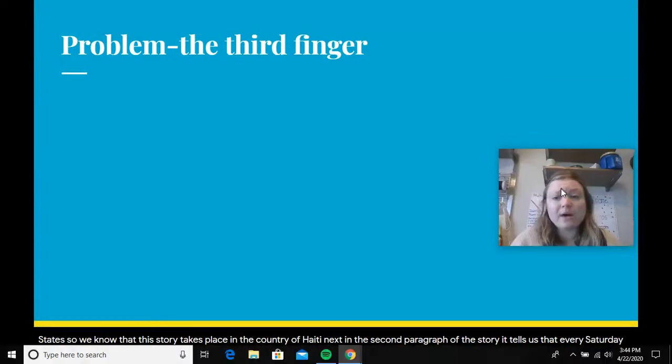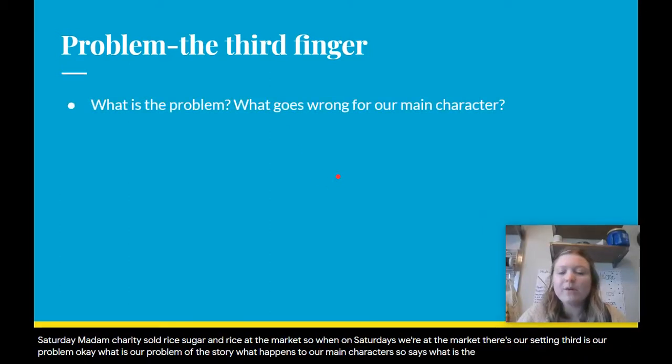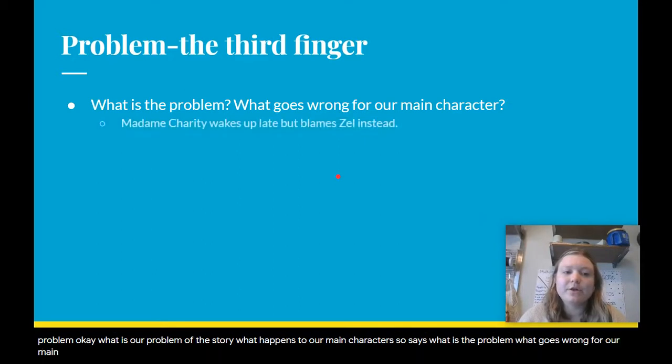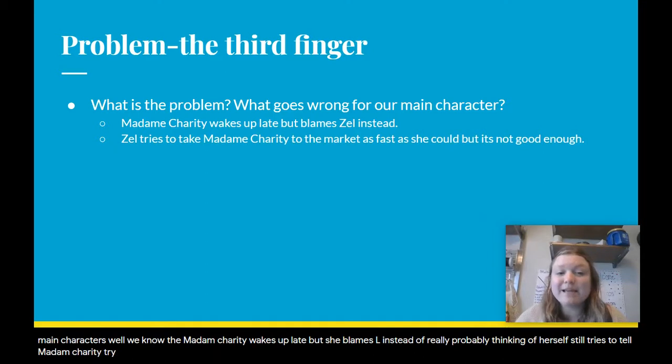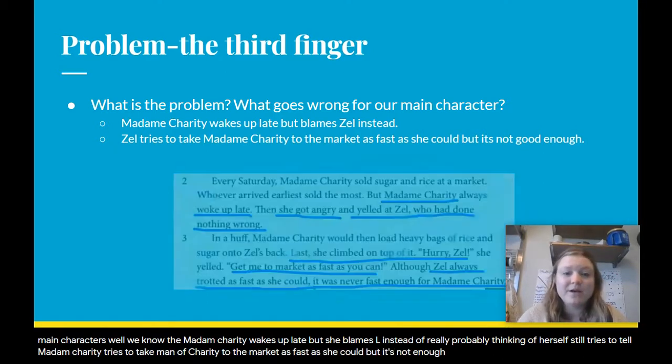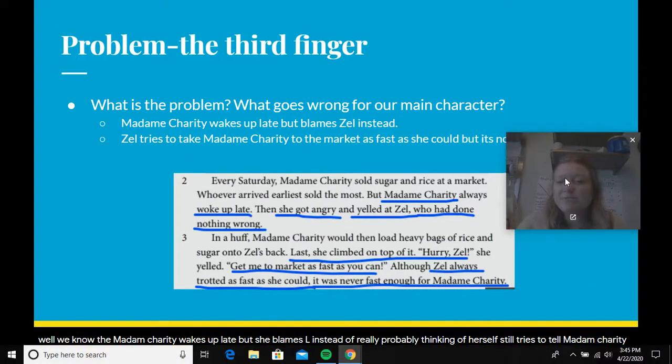The third is our problem. What is our problem of the story? What happens to our main characters? What goes wrong for our main characters? Well, we know that Madame Charity wakes up late, but she blames Zell instead of really probably thinking of herself. Zell tries to take Madame Charity to the market as fast as she could, but it's not enough, right? We see the problem towards the beginning slash middle of our story.